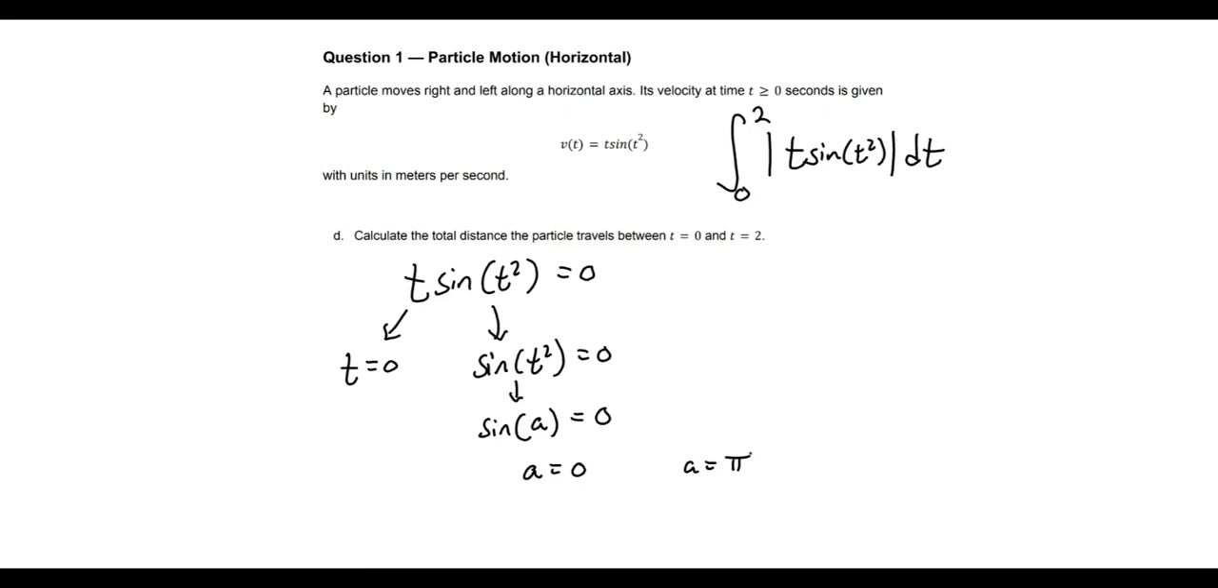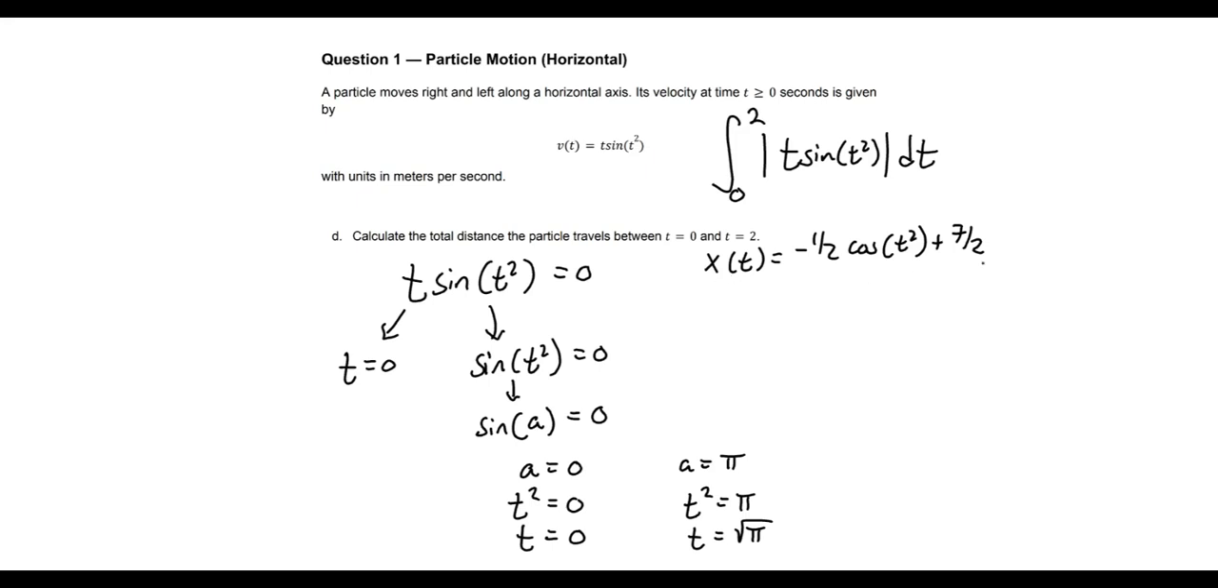But of course, it's not a that I'm trying to solve for. It's actually t. So what I'm going to do is take my t squared, which is what I replaced a with, and put it back here like this. And if I take the square root of both sides, I will get plus or minus 0, which is just 0, and plus or minus the square root of pi. But because we're looking for answers between 0 and 2, I'm going to consider just this here. Okay. Whew. So already, that's quite a bit of work. We're not quite done yet. All we figured out is where velocity is equal to 0 between t equals 0 and t equals 2.